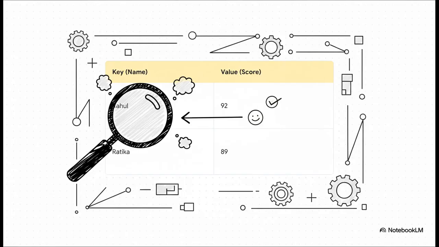And this shows you exactly what I mean. Here, Rahul is the key, and his score, 92, is the value. If we want to know Rahul's score, we don't have to search through some long, messy list. We just ask the dictionary, hey, what's the value for the key Rahul? And it instantly gives us 92. It's fast, it's organized, it's just plain smart.